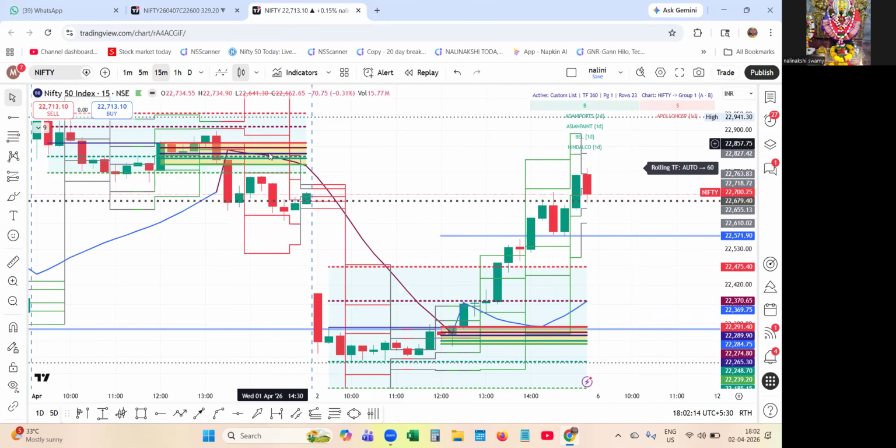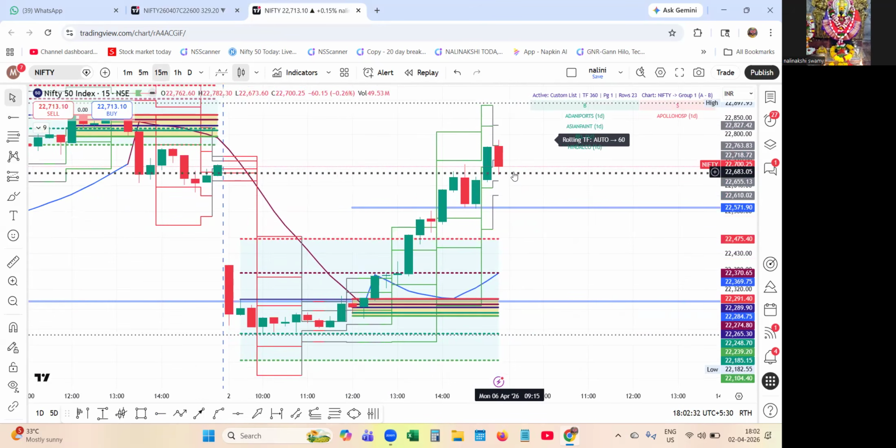This is the 12 p.m. as well as the initial 15 minutes, opening bell 15 minutes support. S1, S2, it has broken and it tried to move up to this. Finally, they closed at the level of 22,713. They moved up to 22,782. High was 22,782. That is the beauty.